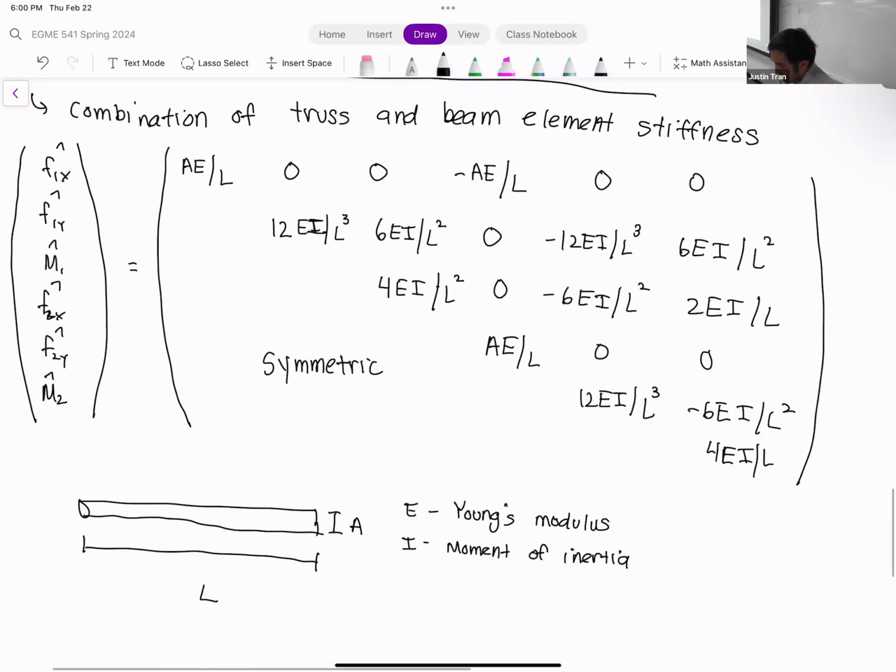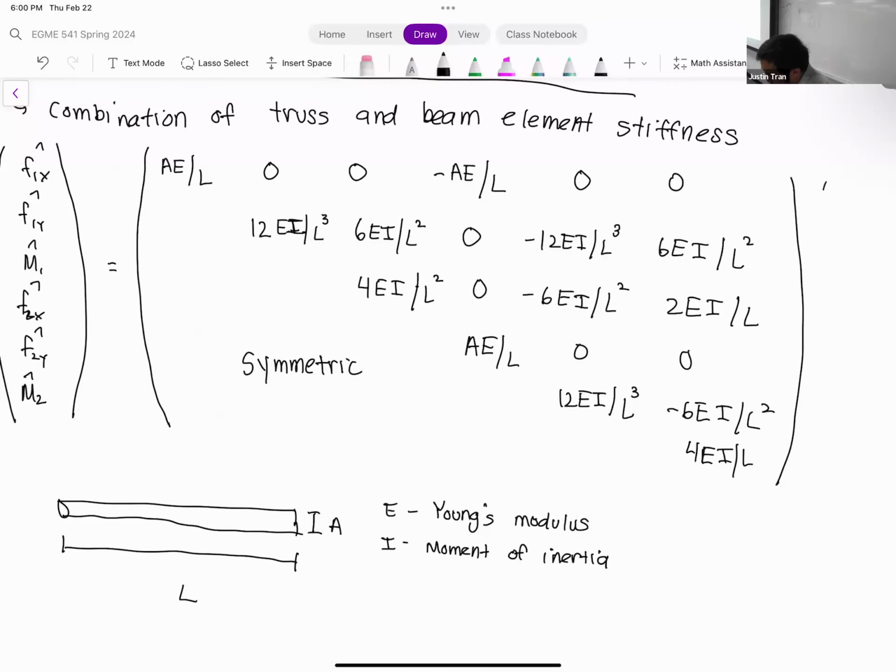All right. And so this is, of course, multiplying the nodal deformations here. So we have a D1x hat, D1y hat, theta 1 hat, D2x hat, D2y hat, theta 2 hat.